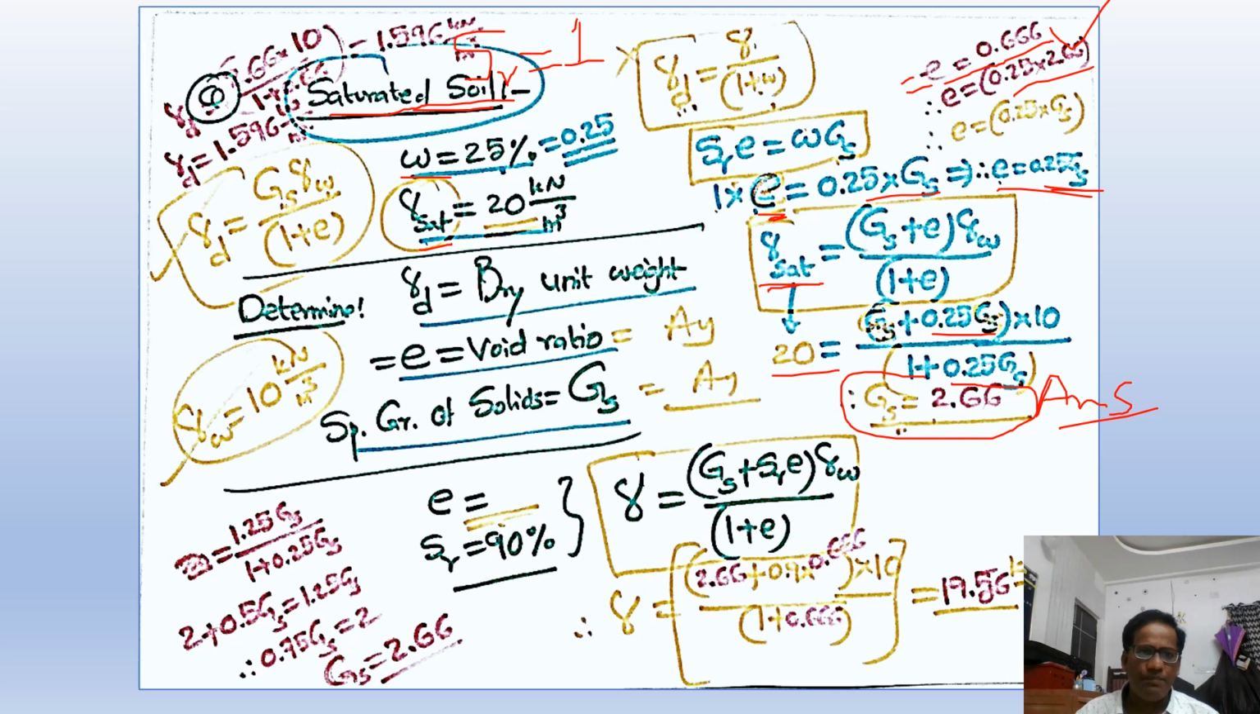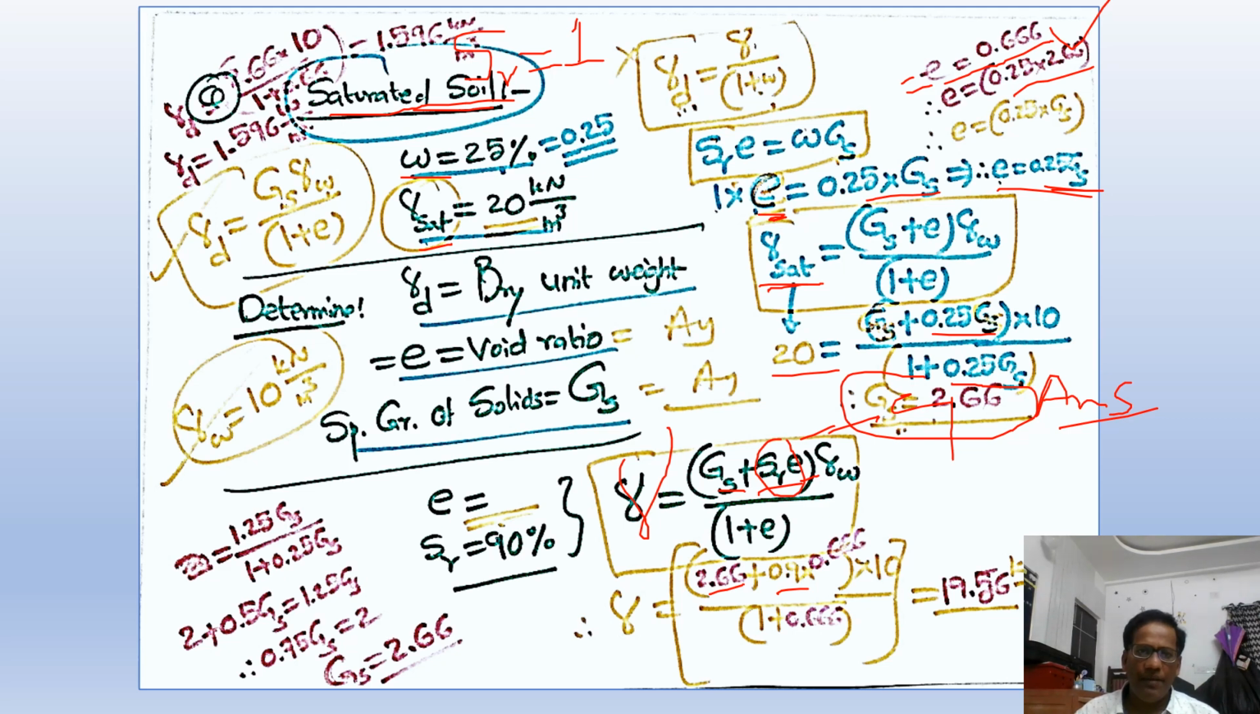Now the second part of the question expects us to calculate the unit weight of the soil if the degree of saturation is now 90%. We know Gs, the specific gravity of solids, is 2.66. This was already evaluated in the first part. This time S is not 1, it is 0.9, because the degree of saturation is 90%. The void ratio we have already evaluated, and it remains constant, as mentioned in the question, at 0.66.